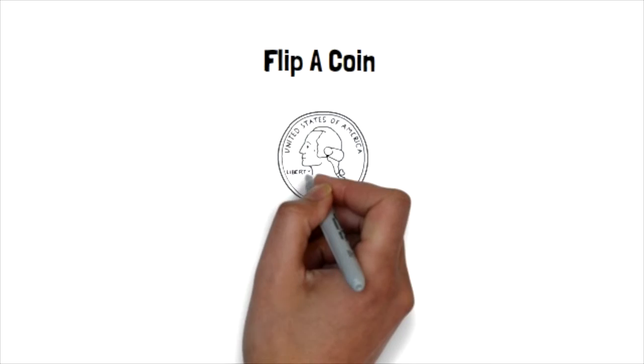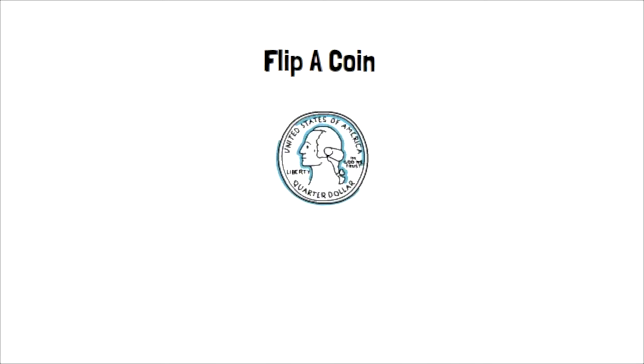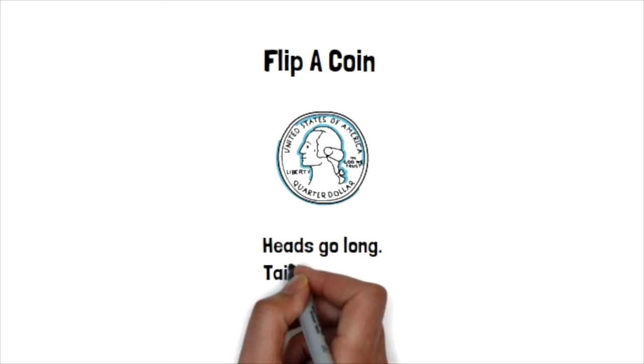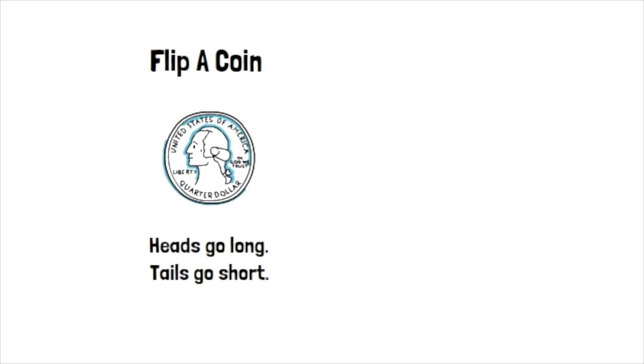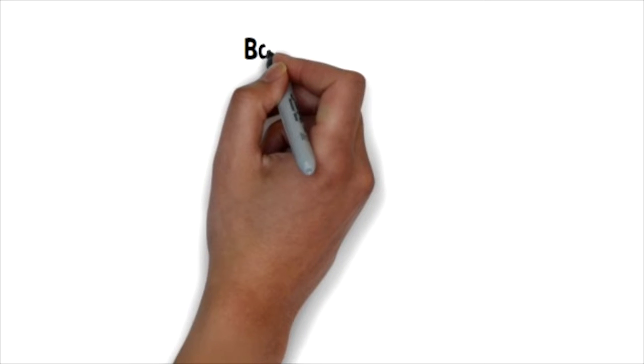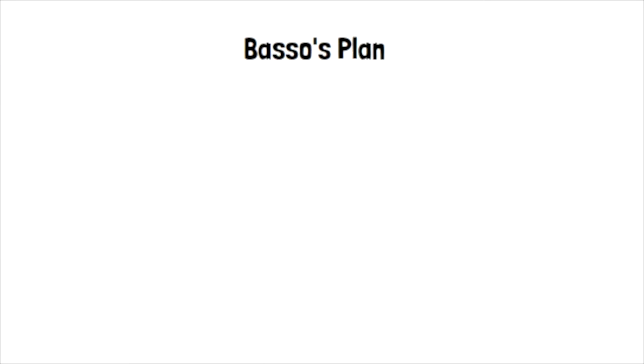Basso would go long or short based on a coin flip. That's right, a coin flip. No fancy indicator would be used. Instead, he would merely flip a coin. Heads, he would go long, and tails, he'd go short. However, his position sizing and selling rules would not be random. These would be based on math.